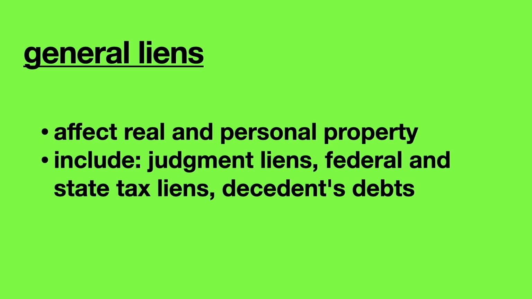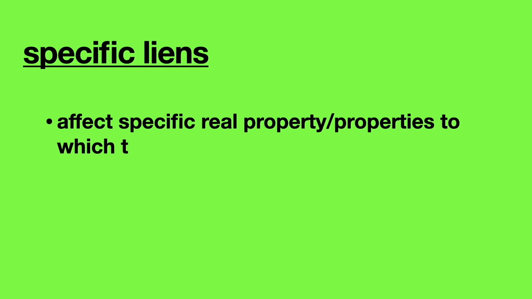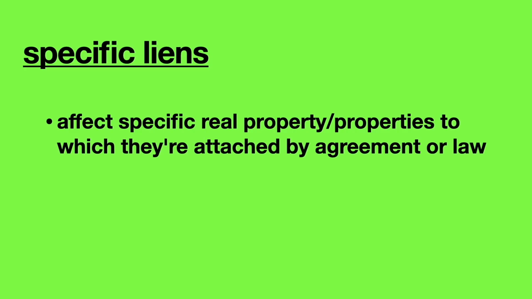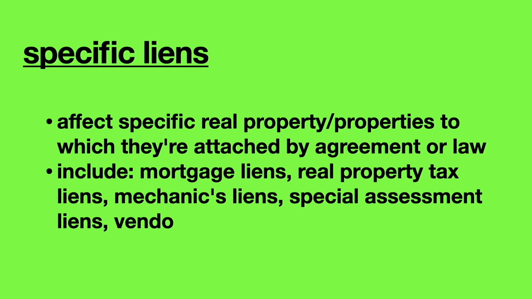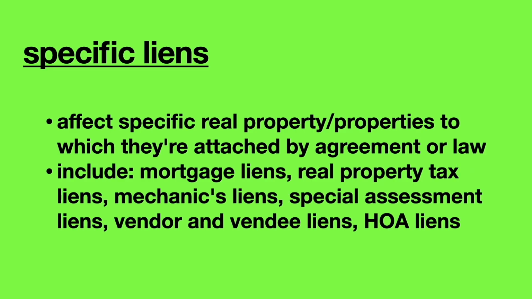General liens affect real and personal property and include judgment liens, federal and state tax liens, and decedents' debts. Specific liens affect the specific real property to which they're attached by agreement of law. These include mortgage liens, real property tax liens, mechanics liens, special assessment liens, vendor and vendee liens, and HOA liens.